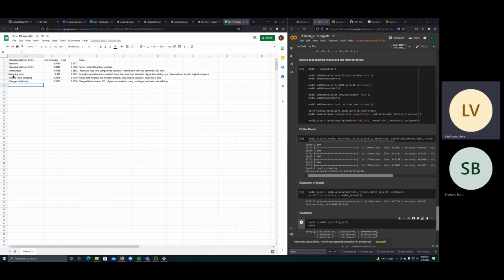The next was just removing a layer, which was removing that previous layer and also removing the same layer that I had just mentioned. Again, the test accuracy was not particularly different from standard. The loss function, again, had dropped from standard as well.